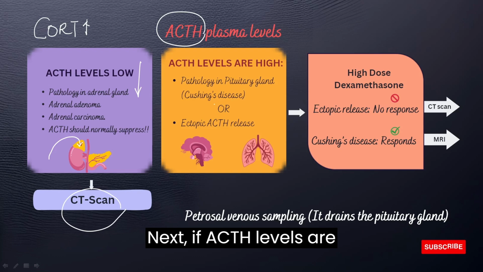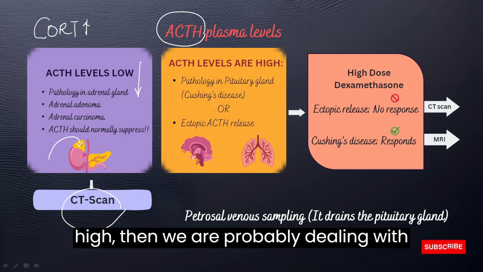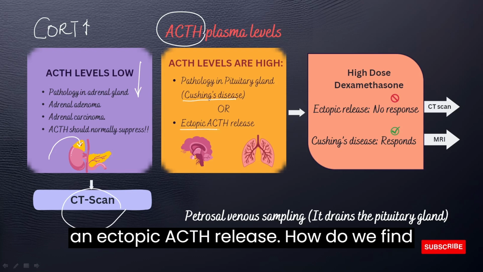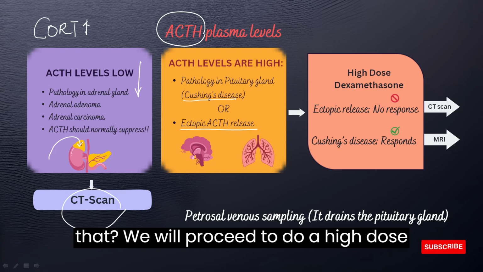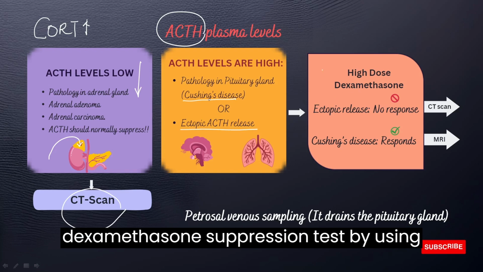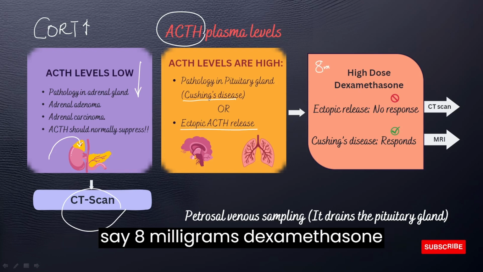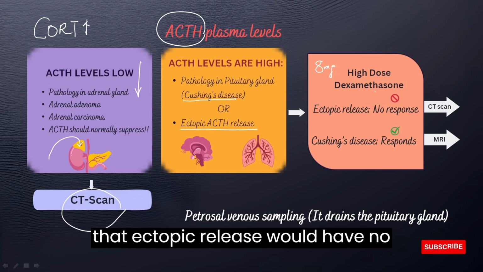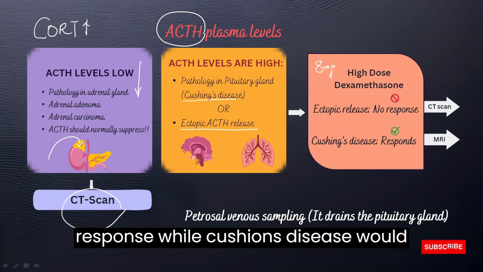Next, if ACTH levels are high, then we are probably dealing with Cushing's disease or we are dealing with an ectopic ACTH release. How do we find that? We will proceed to do a high dose dexamethasone suppression test by using, say, 8 milligrams dexamethasone. It's important to note that ectopic release would have no response while Cushing's disease would respond.